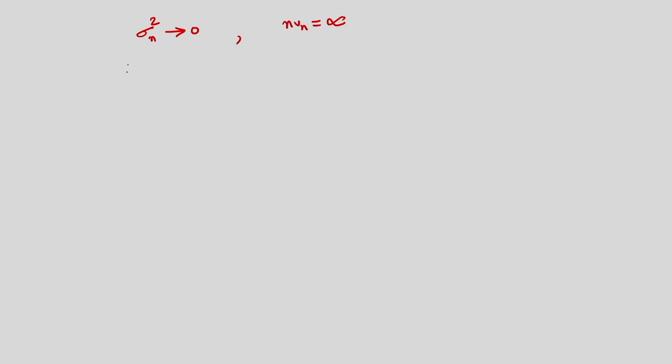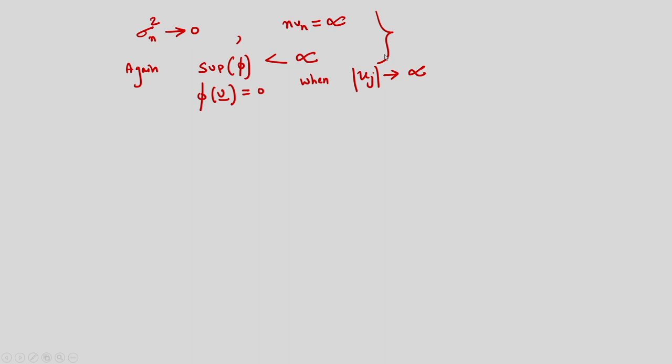And again, the supremum of phi should be less than infinity. So phi of u, that is the window function, should be equal to 0 when u_j tends to infinity. So these are two conditions, and based on these two conditions you can see we have obtained the condition. The condition is the convergence of the variance. So this is about the convergence.